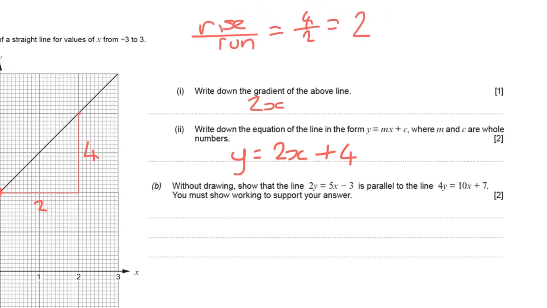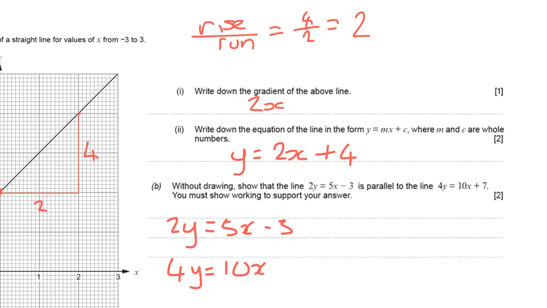It then asks us, without drawing, to show the line 2y equals 5x minus 3 is parallel to the line 4y equals 10x plus 7. Now the first thing we notice is that our y values are different. We have to make them equal. So 2y equals 5x minus 3 would become 4y equals 10x minus 6, because what I've done is I've doubled everything.